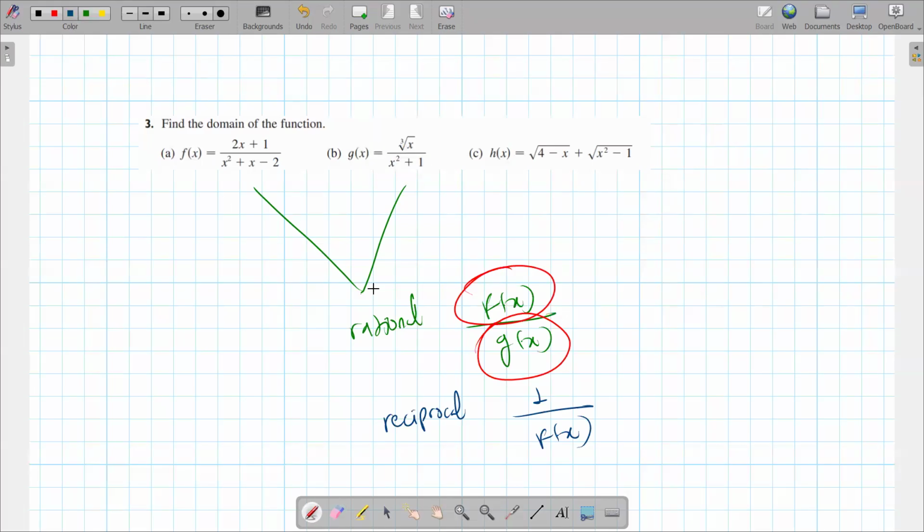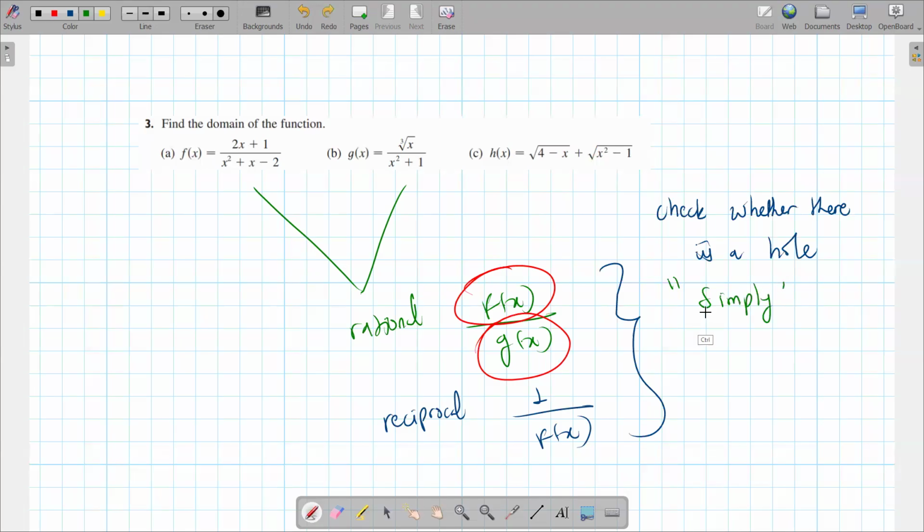For a reciprocal function or a rational function, when the question asks you to find a domain, you need to check for two things. You need to check whether there's a hole in the function. You can do this by simplifying the function. To check for this, you just go ahead and clean it up if you can. I wrote simply there; I meant to say simplification. You just simplify it and see if things cancel out. There's going to be a hole if things cancel out.